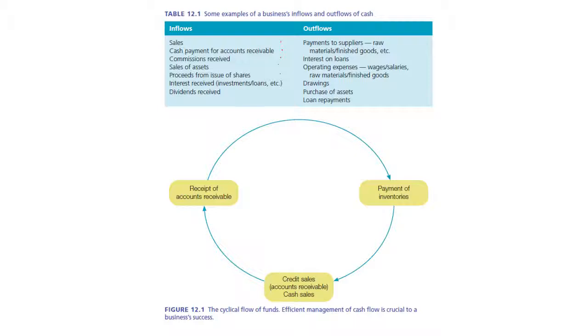That's money coming in. But I could also have, and often I will have, money going out. So I need to pay my suppliers. Simple. Interest on loans, that happens. Operating expenses, so my wages, my rent, my materials, these are all expenses. Drawings, so this is where my owners take money out of the business, because that's their money. Okay, we don't retain the money as retained profits. Purchase of assets, so buying new machinery, and loan repayments. Okay, so we have inflows and outflows.